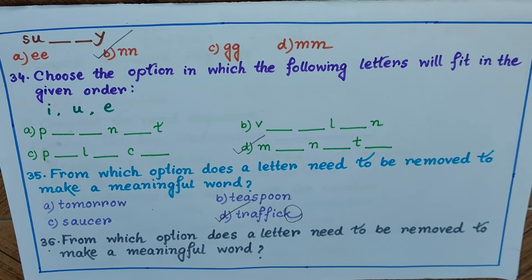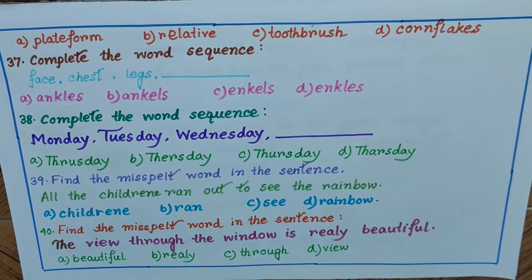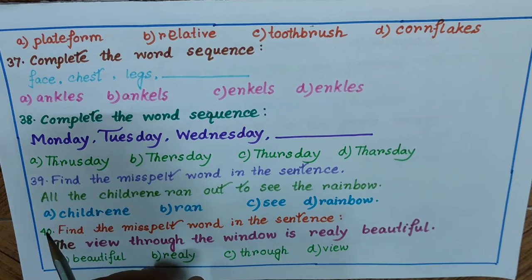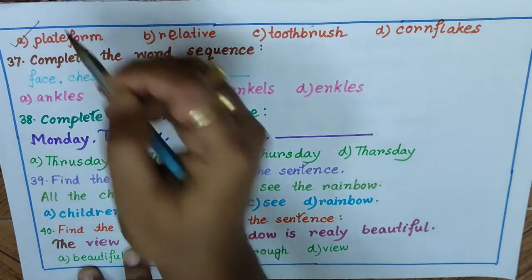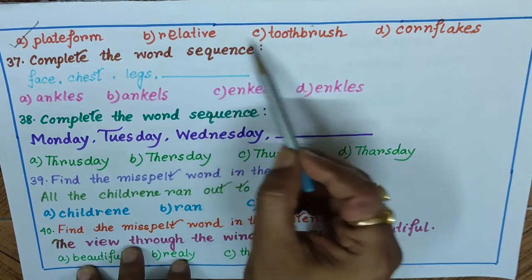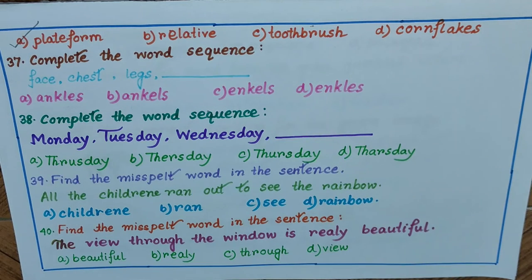Now question 36. From which option does a letter need to be removed to make a meaningful word? We will see the options on the next page. So the options are A, P-L-E-T-E-F-O-R-M. P-L-E-T-E-F-O-R-M is wrong because the spelling of platform is P-L-A-T-F-O-R-M. You can check the rest of the spellings. Relative, toothbrush and cornflakes are all correct spellings.